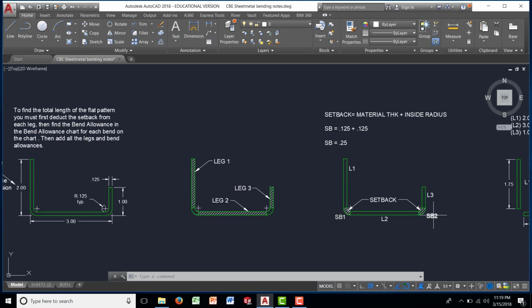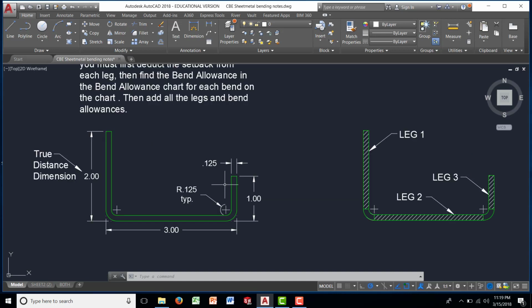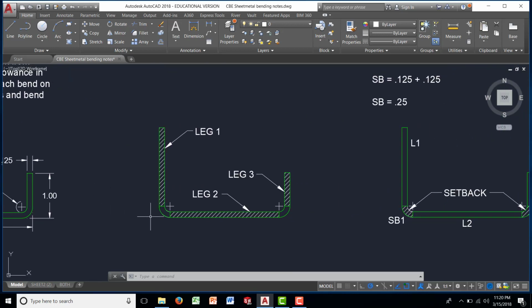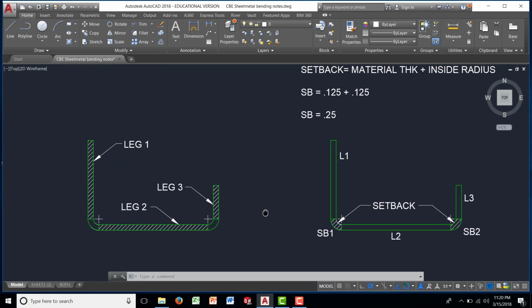Setback 1, setback 2. A setback is equal to the material thickness plus the inside radius. So when you add these two, you have a setback that is equal to 0.25. So our setback is equal to this plus this, and it's 0.25, that is. So this is our setback, 0.25. Okay, now what we have to do is remove our setbacks to leave the legs alone by themselves. So this is how it's going to look.